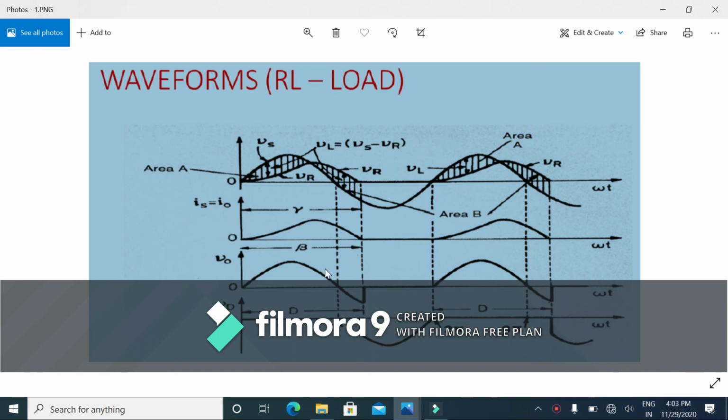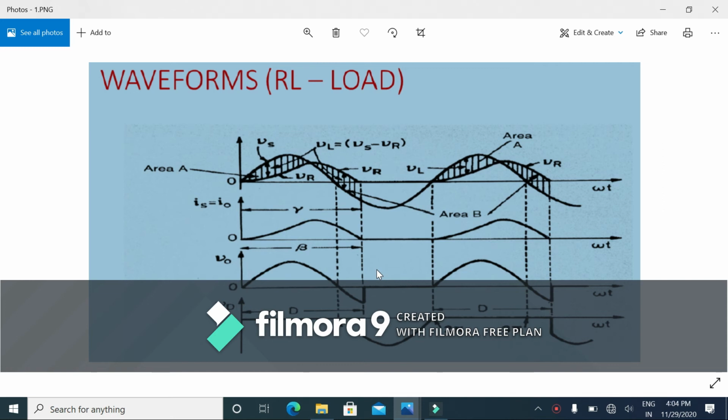From these waveforms, we can calculate the average output voltage and average output current. Since the diode is conducting from 0 to beta, our average output voltage will be equal to 1 by 2 pi integral of 0 to beta Vm sine of omega t, and from that we can calculate the value of output current.